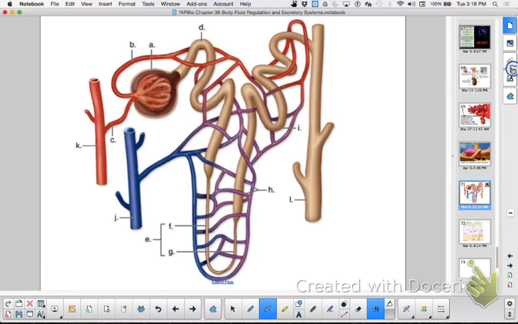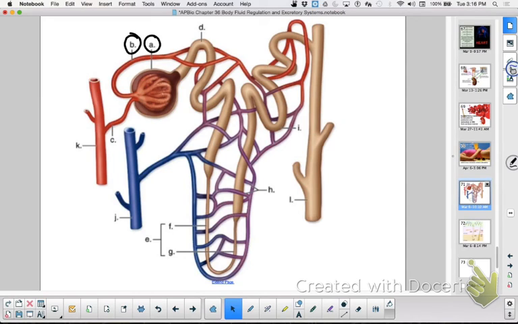Shall we practice? We shall. Should we do alphabetical order? Because that would really test us. Okay. Let's start with A. What is that? Glomerulus. And what does it do? Filters. Yeah, it receives everything, right? Okay. What's B?